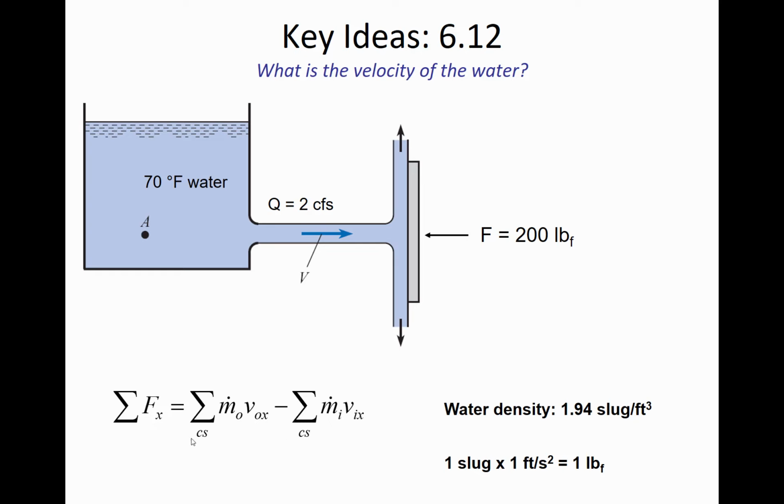So if you look at the equation here, there's no mass flow rate out in x, but there is mass flow rate in the x direction. All right, so then the two things that you have to address are the mass flow rate and the velocity.